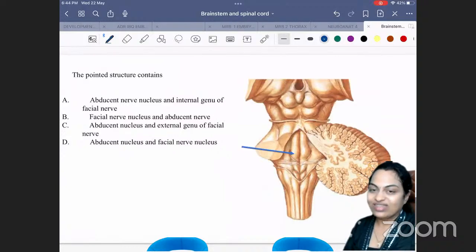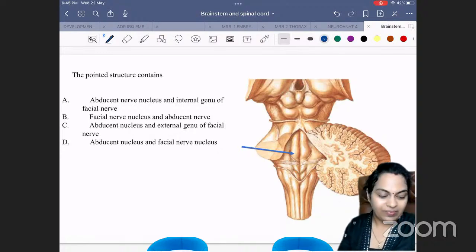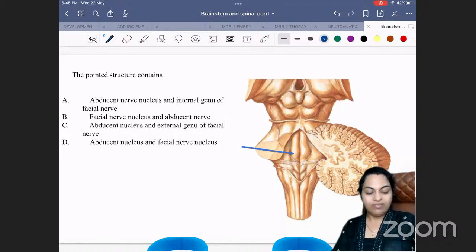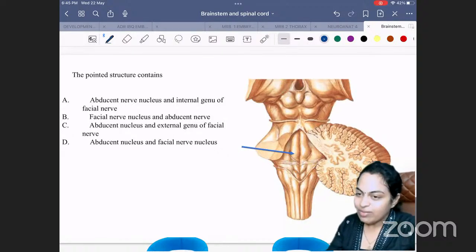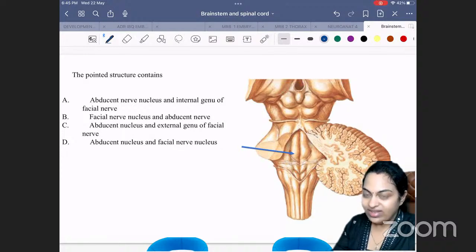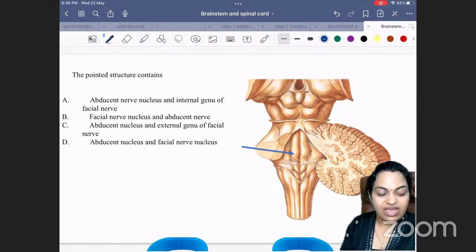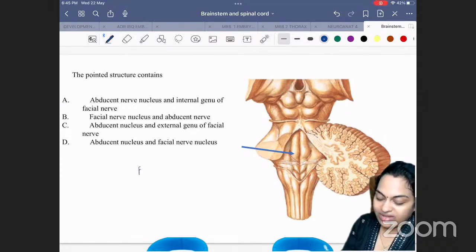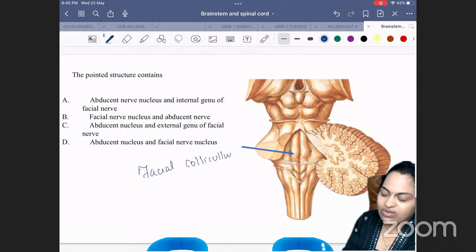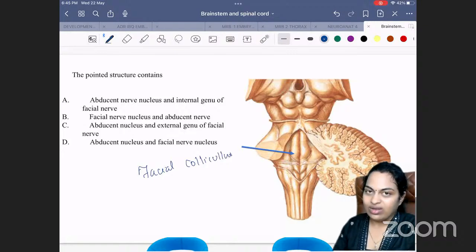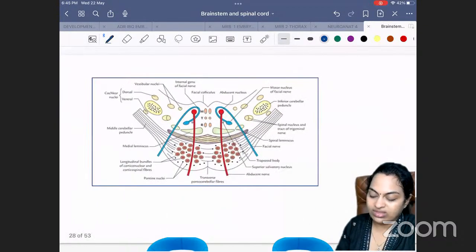The pointed structure contains. Can you just first tell me what is the pointed structure? Come on, Tarun, Sanjit, what is the pointed structure? The pointed structure is the facial colliculus, right? What is this facial colliculus? This facial colliculus is situated in the lower pons, okay?